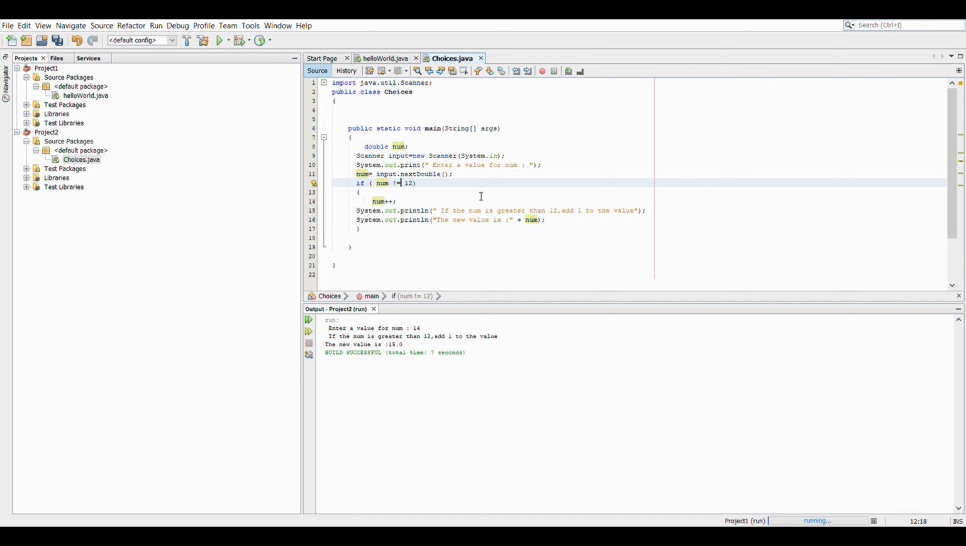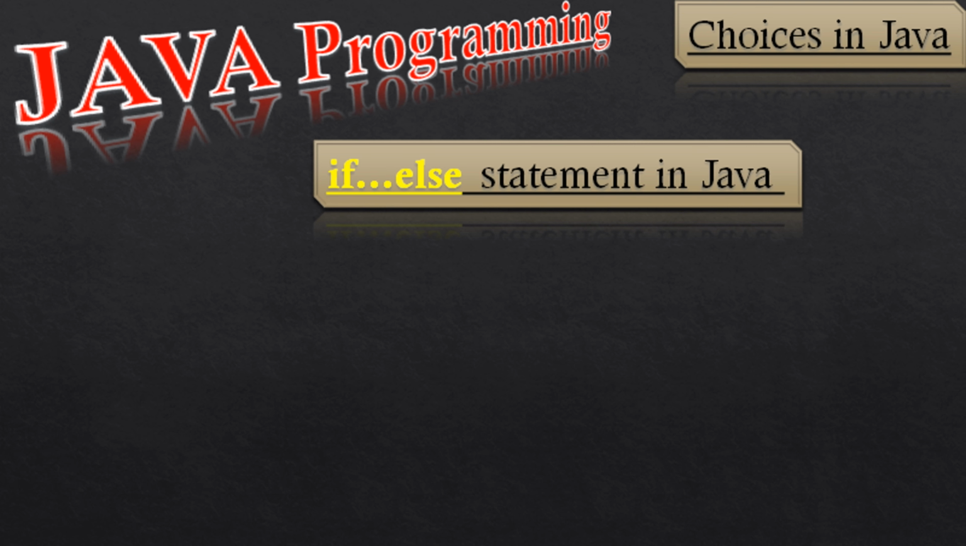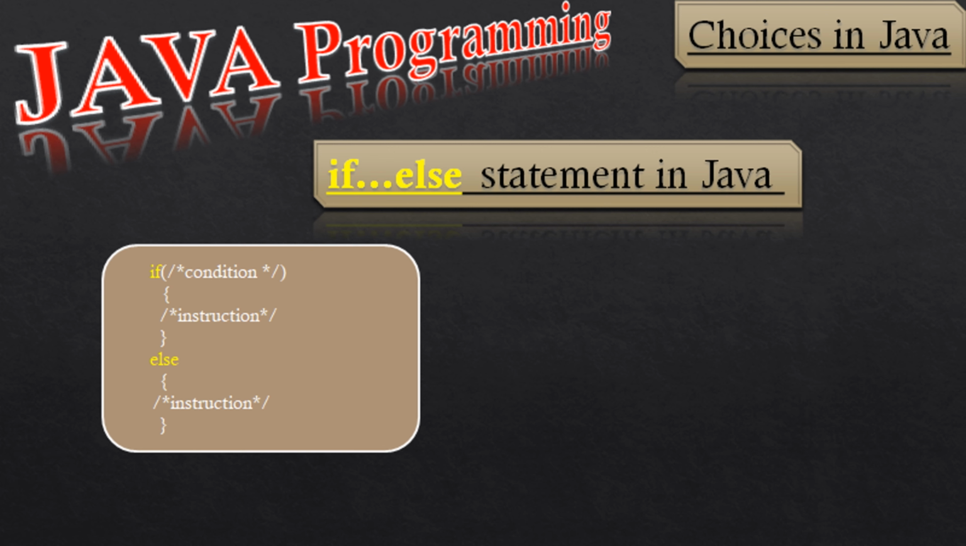Right, so I hope you understood now how the if statement works, and let's move forward to the if else statement. This is the second statement I want to discuss in this tutorial. So this is how the code looks, the syntax for the if else statement.